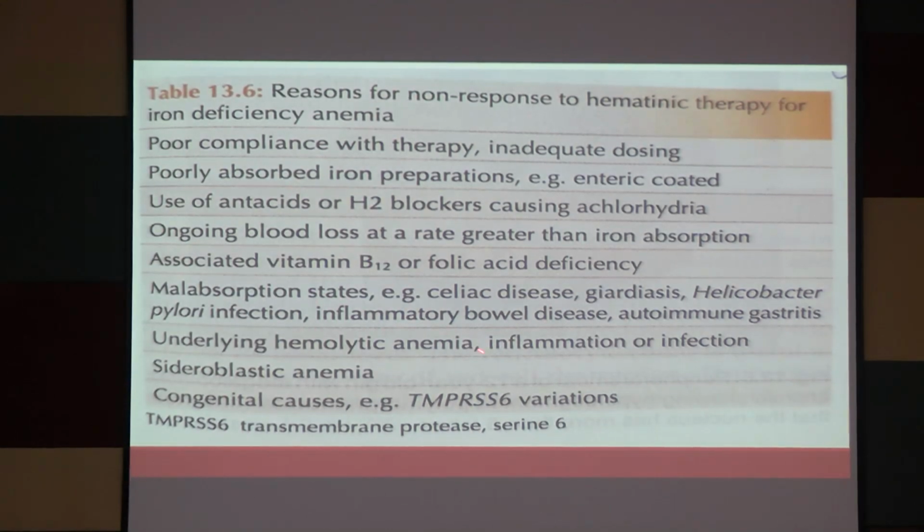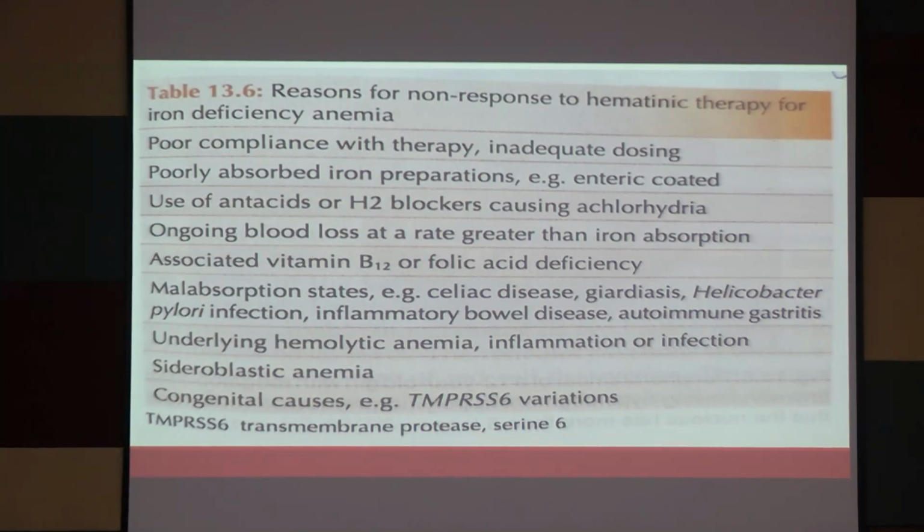Then malabsorption conditions like celiac disease, Giardia infection, Helicobacter pylori infection, inflammatory bowel disease, autoimmune gastritis. Then underlying hemolytic anemia, inflammation, infection, sideroblastic anemia, congenital cause. This is a genetic cause, the name is TMPRSS6, the rarest cause, that's why it has been mentioned in the last line. This is a transmembrane protease serine 6, just remember there is a gene which encodes for this protein. This is an enzyme, transmembrane protease.